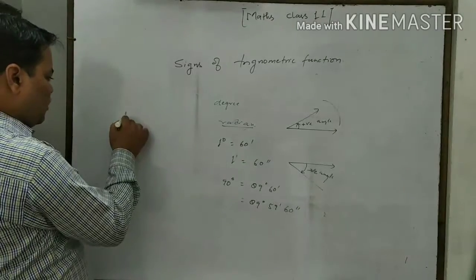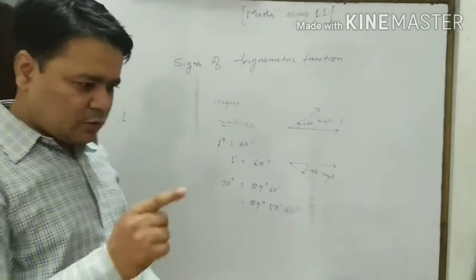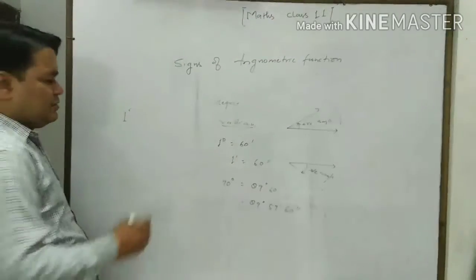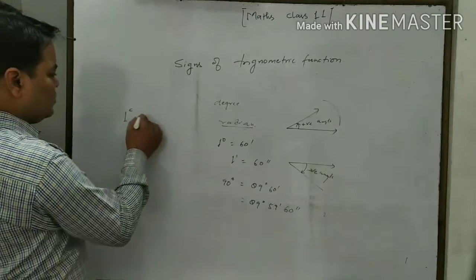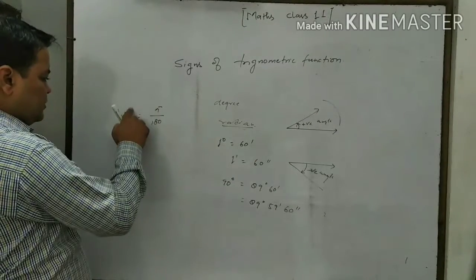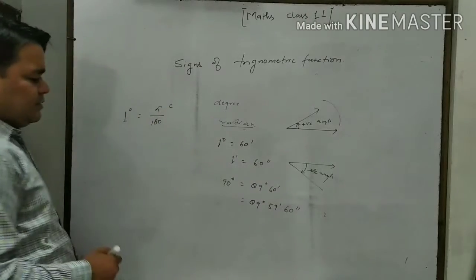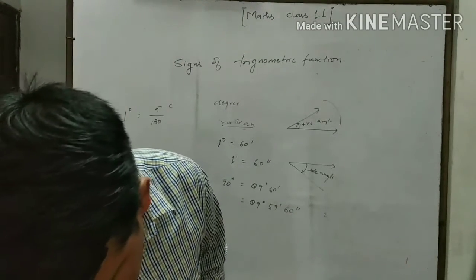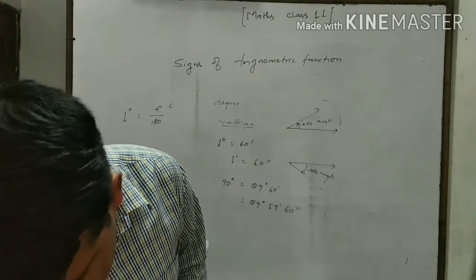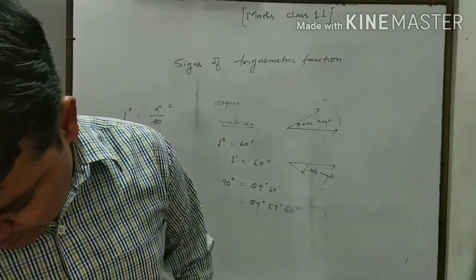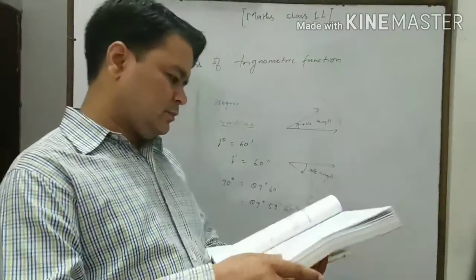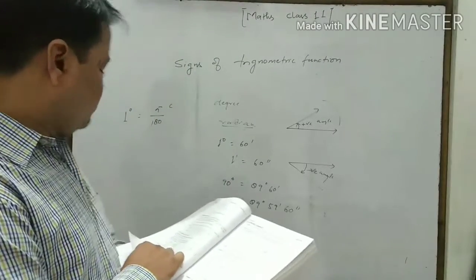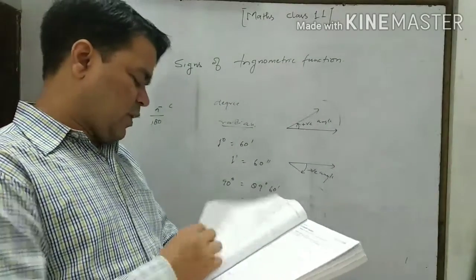Now about radian. Radian means circular measurement of angle, represented by C. Okay, sorry, 1 degree is equal to pi by 180 rad. 1 degree is equal to pi upon 180 radian. Okay.